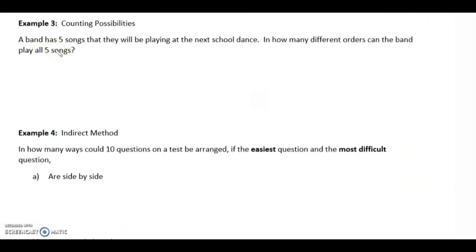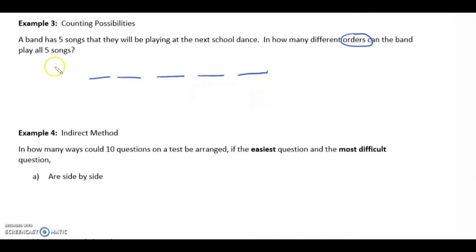Okay, example 3. A band has 5 songs that they will be playing at the next school dance. In how many different orders can the band play all 5 songs? As soon as we talk about orders, we know that order matters. So I'm going to do 5 underlines. 1, 2, 3, 4, 5.